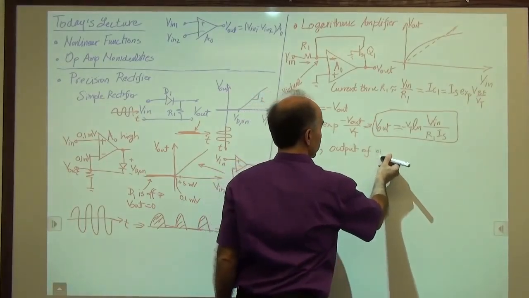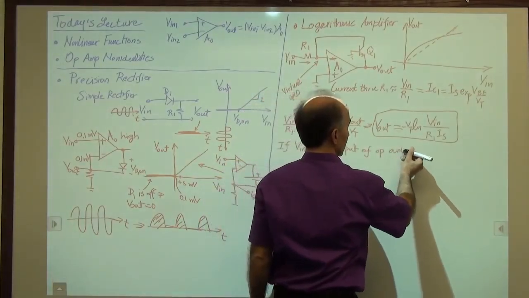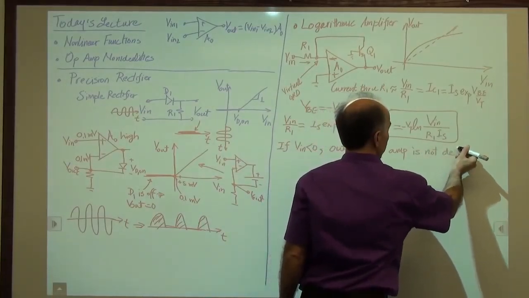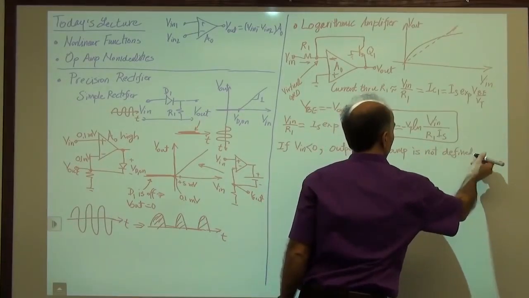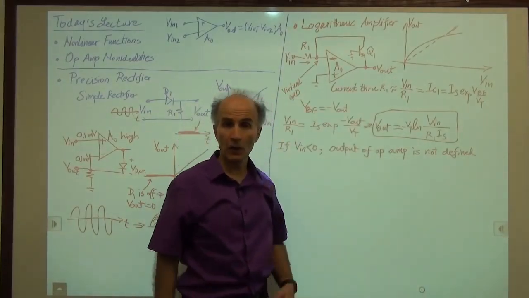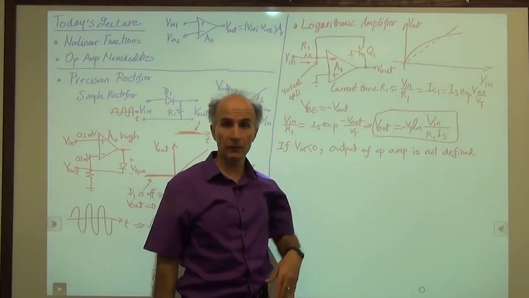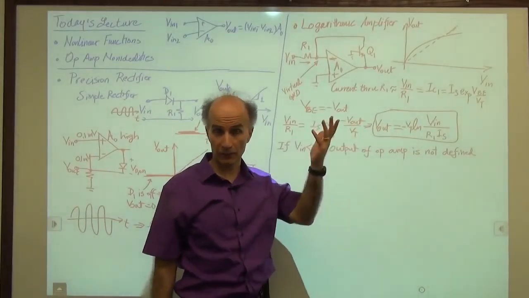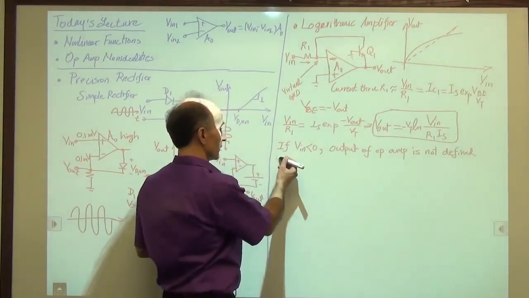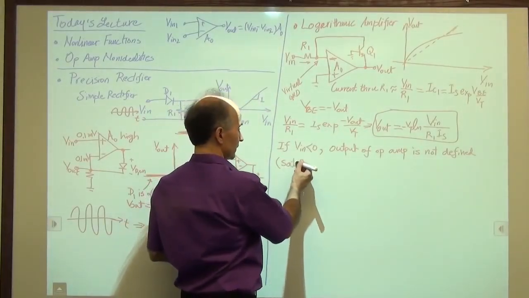So if Vin is less than 0, the output of the op amp is not defined. And by that we really mean that the output of the op amp goes all the way positive or all the way negative to some voltage, usually the supply voltage. So we say the op amp is saturated. So not defined meaning saturated.